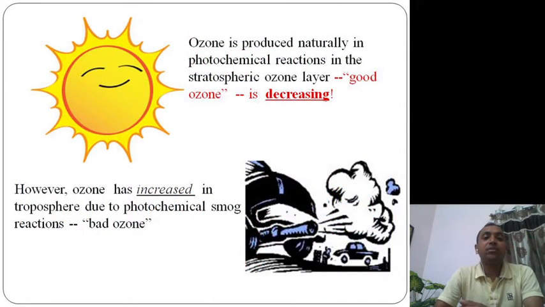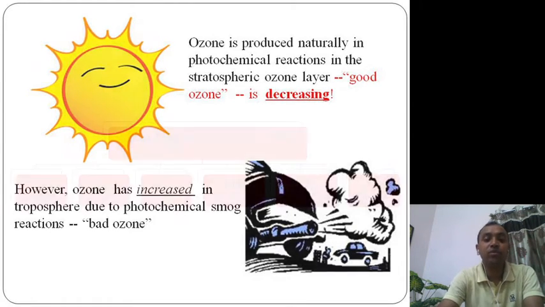Now, the good ozone is produced by the photochemical reactions which take place in the stratospheric ozone layer. And something which is very alarming is that this good ozone is decreasing. However, in the lower portion of this slide, you can see that this is bad ozone, which is due to photochemical smog reactions, and particularly smoke and exhaust from vehicles is one of the major factors which contribute to this bad ozone.